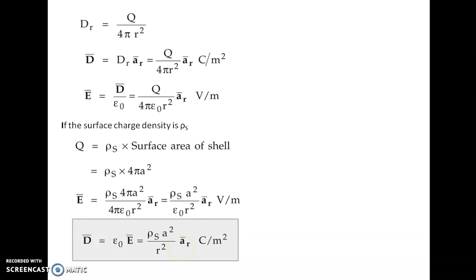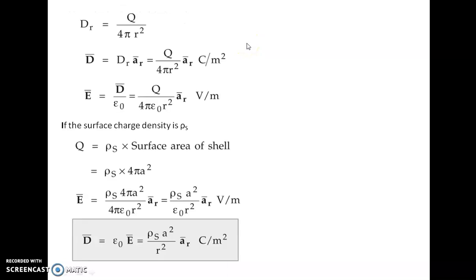Next case we will see when the point lies on the shell, when r equal to a, the radius of the sphere and the radius of the Gaussian surface will be the same. At that time, what is the expression for electric field intensity we will see. So we know that in the previous derivation we saw E is equal to Q by 4 pi epsilon naught r square into a r cap. We are using the same expression here.